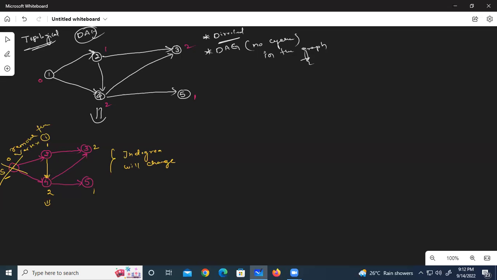Now for the new graph, please observe here. For the new graph, in degrees are going to change. So what is the new graph now? I am going to write the new graph here. Everyone observe. So new graph is 2, again 3, again 4, again 5. Okay. From here to here, correct? Again from here to here.